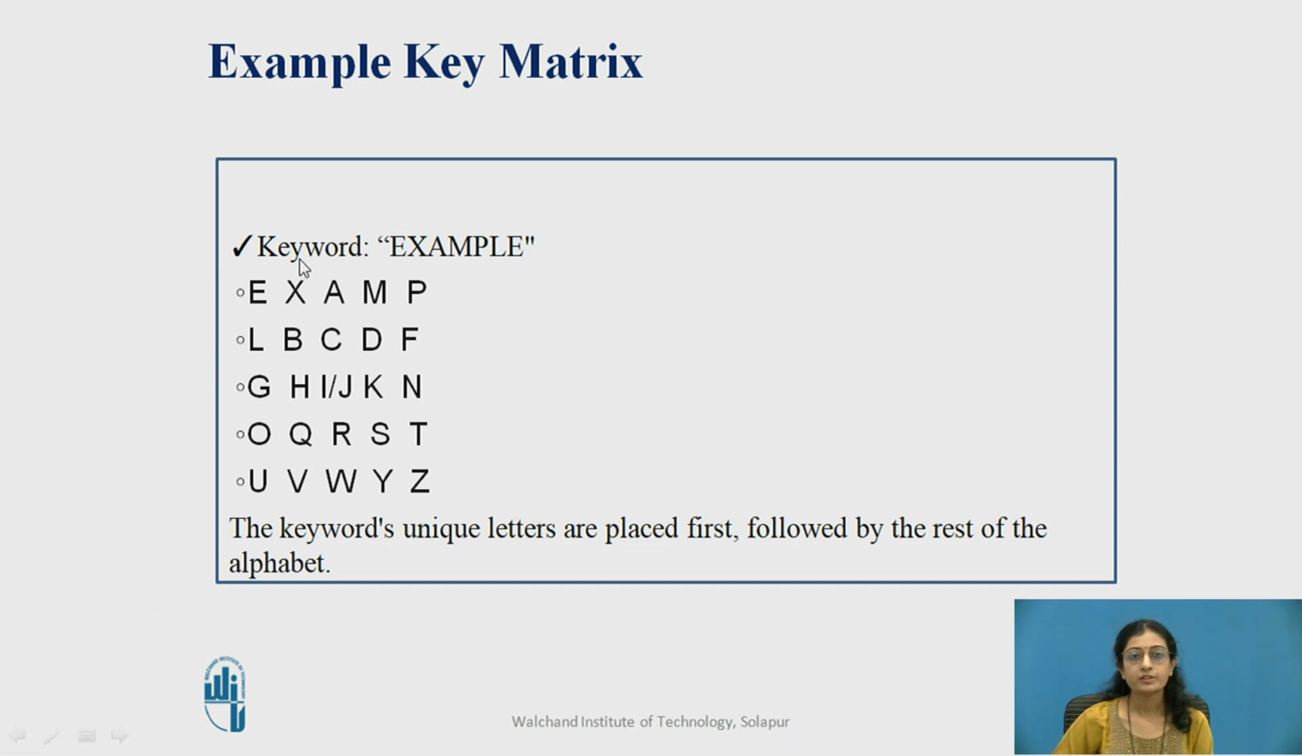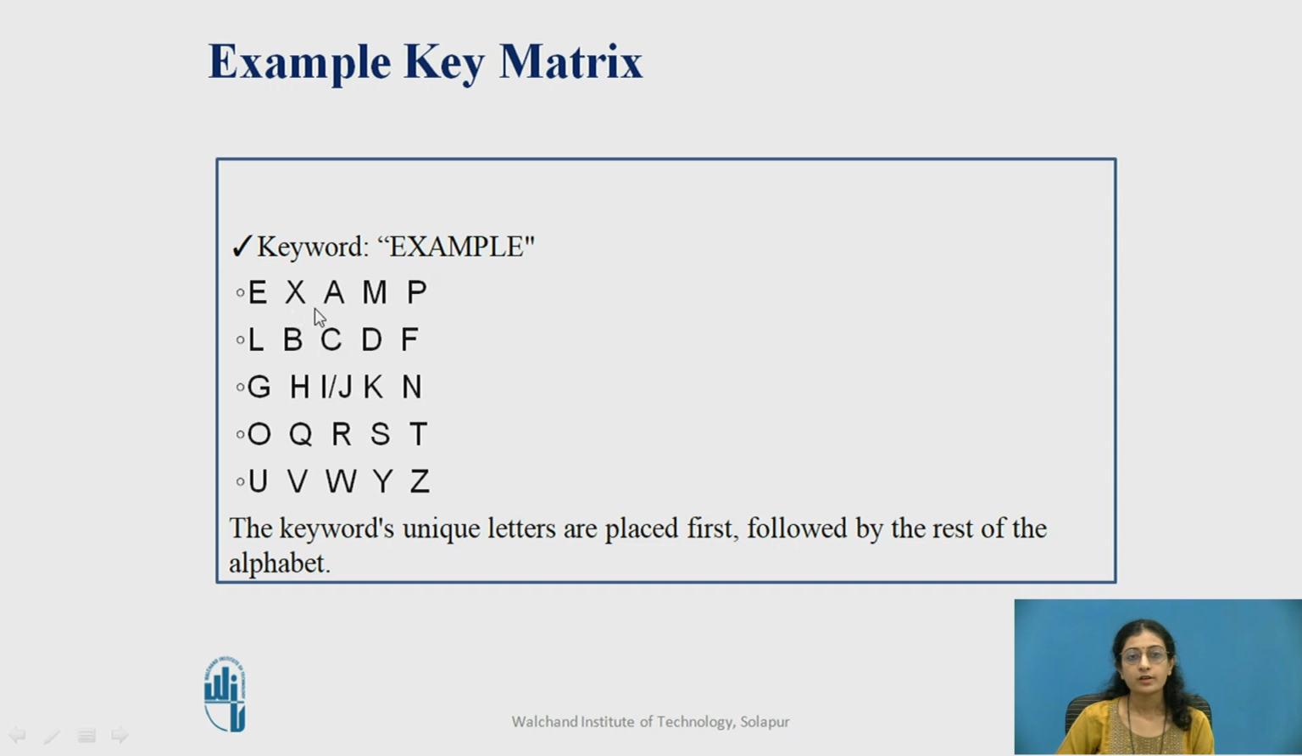So if the keyword given to us is example and I want to create a key matrix, the key's unique letters are placed first in the matrix. So E, X, A, M, P, L are placed in the cells of a 5x5 matrix. Now if we observe, there are two E's, at the beginning and at the end of the keyword. So the repeating letters are entered only once.